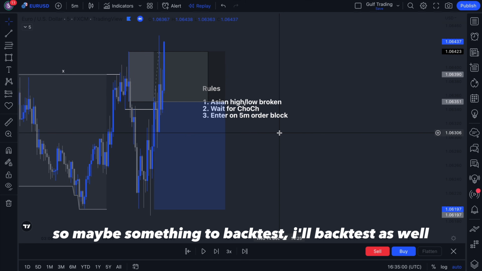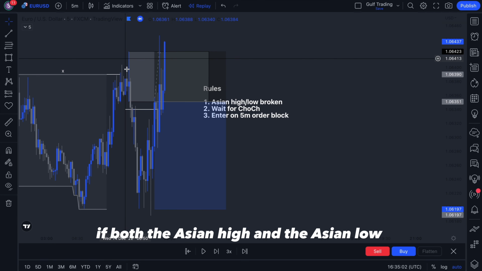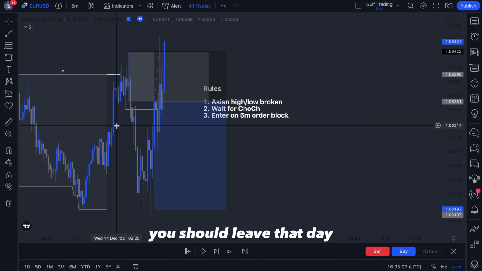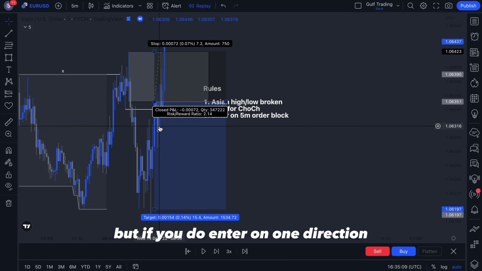So maybe something to backtest. I'll backtest it as well. If both the Asian high and the Asian low get triggered, maybe you shouldn't enter. You should leave that day. But if you do enter on one direction, then you should enter on the other.